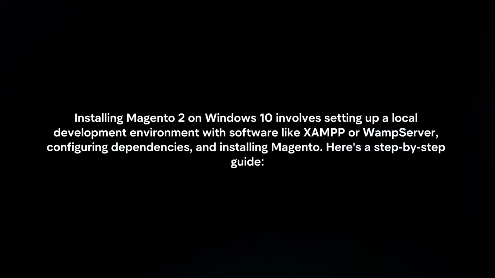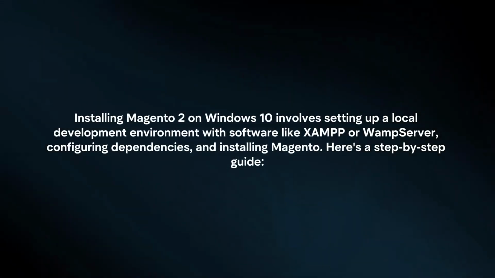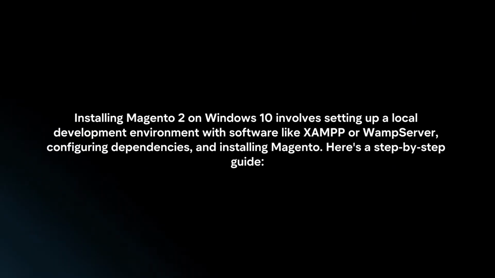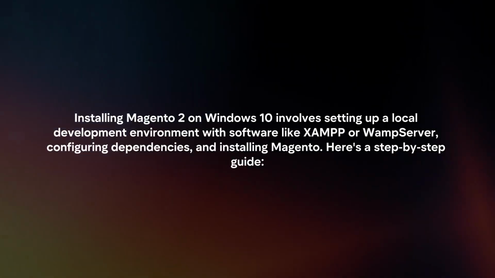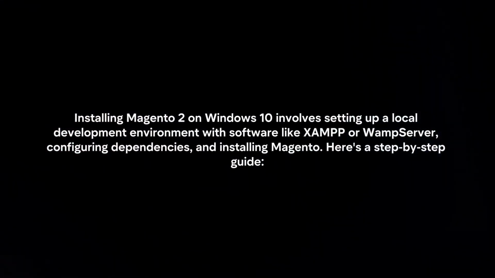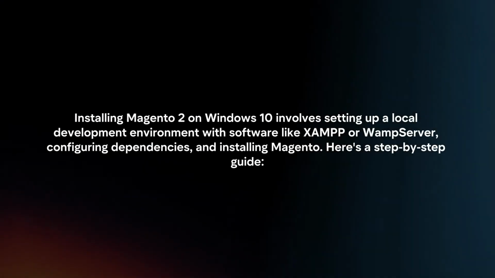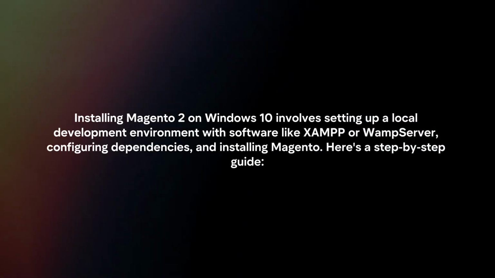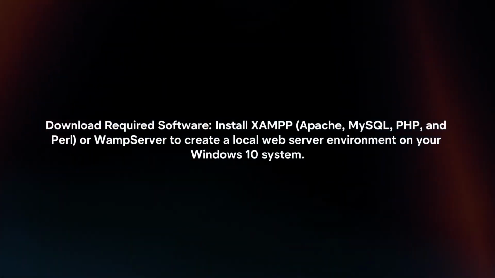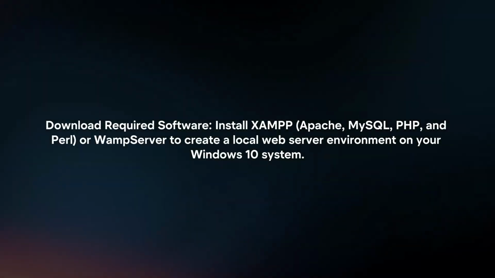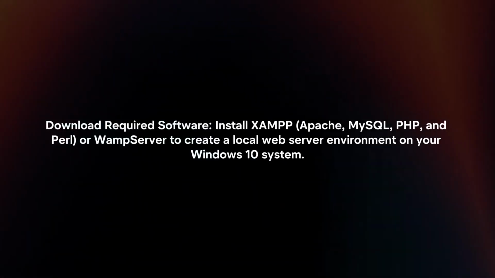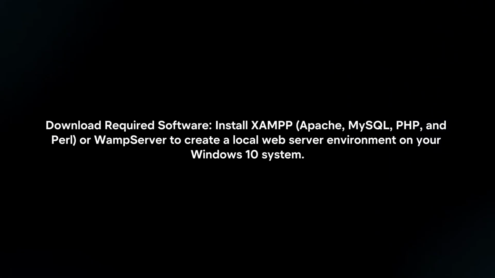Installing Magento 2 on Windows 10 involves setting up a local development environment with software like XAMPP or a web server, configuring dependencies, and installing Magento. Here's a step-by-step guide. Download required software. Install XAMPP or a web server to create a local web server environment on your Windows 10 system.